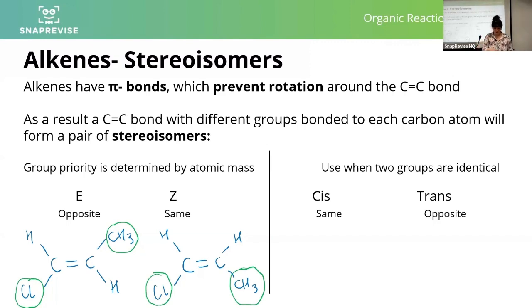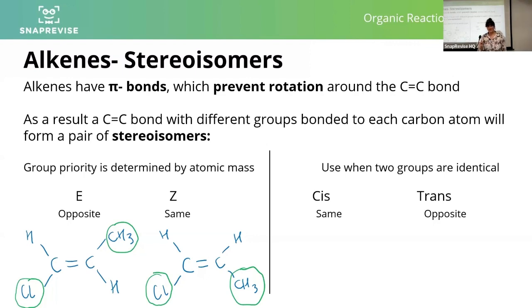That means on this molecule, the higher priority groups are on the same side of the carbon. They're both below the carbon-carbon double bond. So they are on the same side. We call these Z isomers. So E is opposite, Z is the same. It comes from the German, which if I tried to pronounce, I'd probably butcher, so I won't have a go. But it comes from the German, the E and the Z.